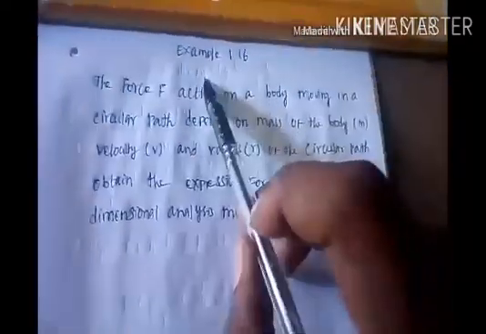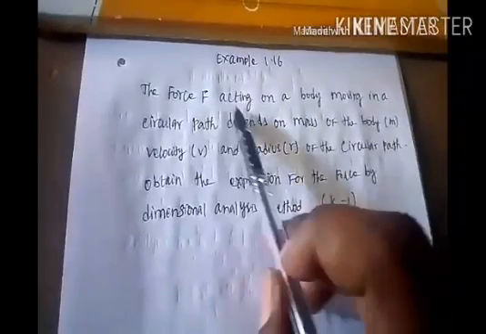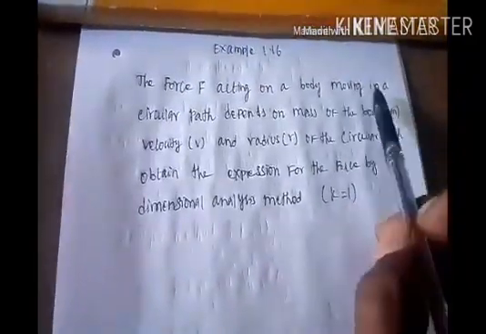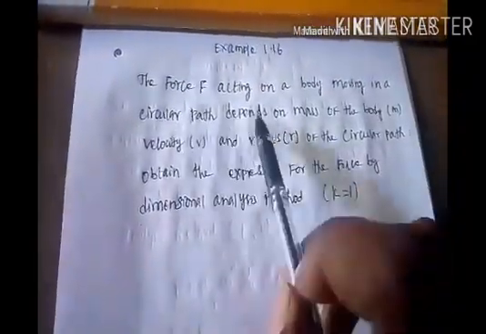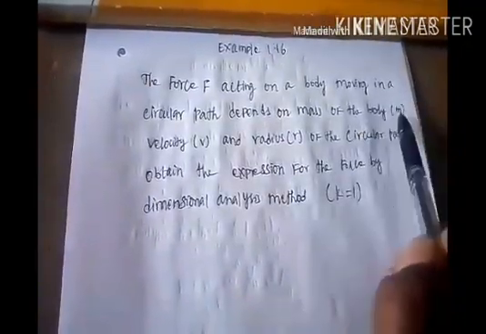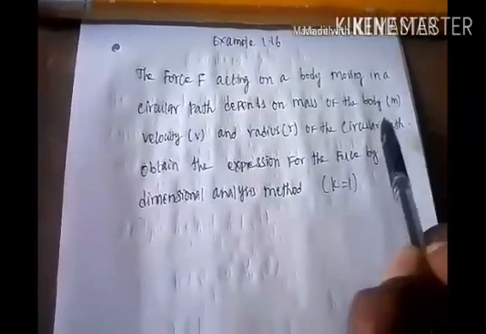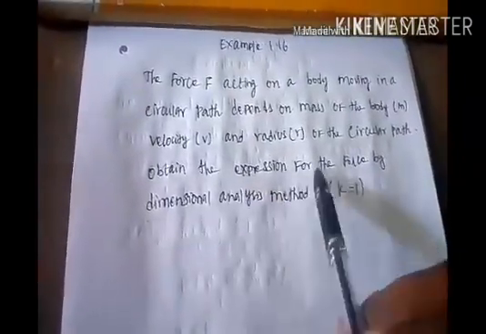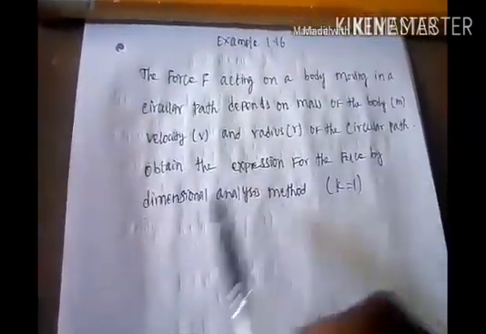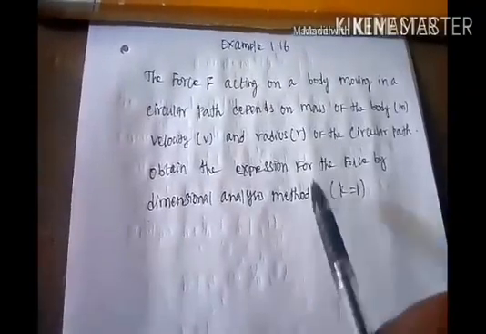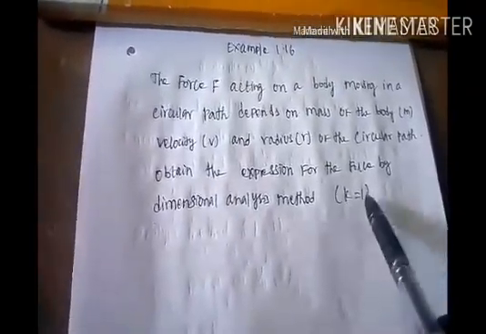Next one is example 1.16. The question is: the force F acting on a body moving in a circular path depends on the mass of the body, velocity and radius of the circular path. Obtain the expression for the force by the dimensional analysis method. Here the K value is 1.